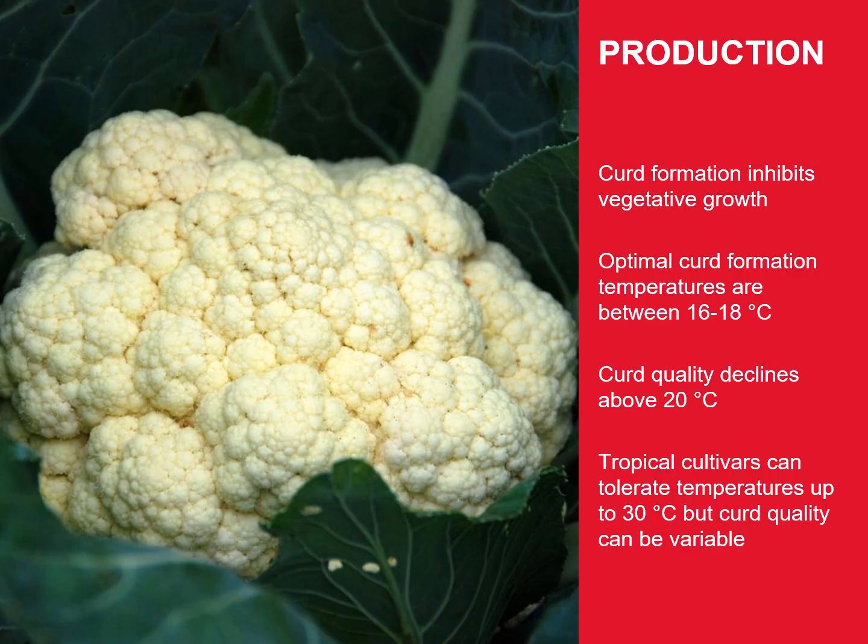Optimal curd formation is achieved at around 16 to 18 degrees C. Curd quality declines above 20 degrees C. Tropical cultivars have been developed, as I mentioned, and they can tolerate temperatures up to about 30 degrees C, but the curd quality is generally much more variable as they suffer from differing rates of maturity, and the heads can be much more open and less dense.